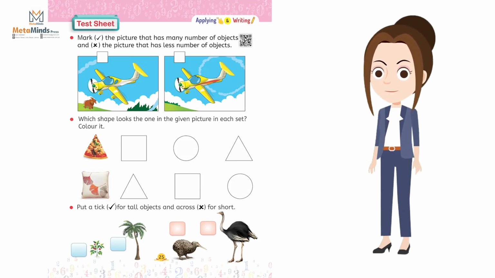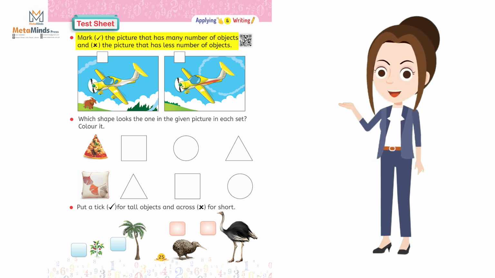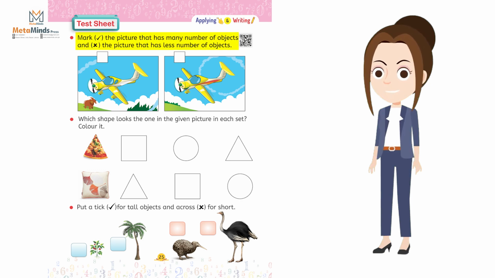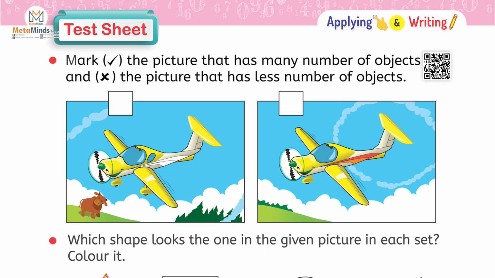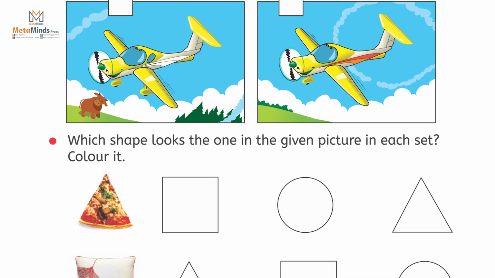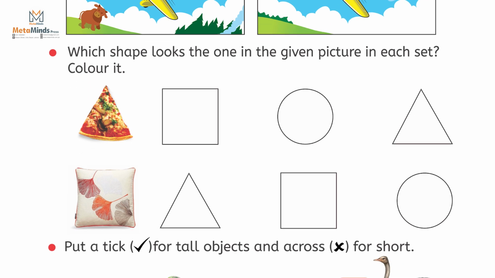And our last page is the test sheet. It is saying, mark the picture that has many number of objects and cross the picture that has less number of objects. The first question is about the number of objects. You just have to tick the picture which has more number of objects. The second question is, which shape looks the one in the given picture in each set? Color it. A pizza slice.